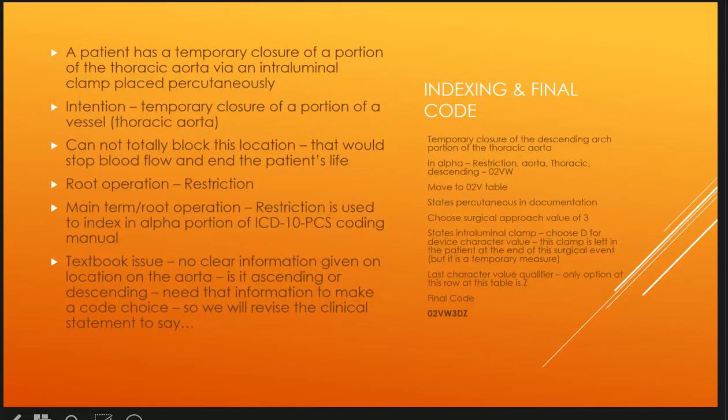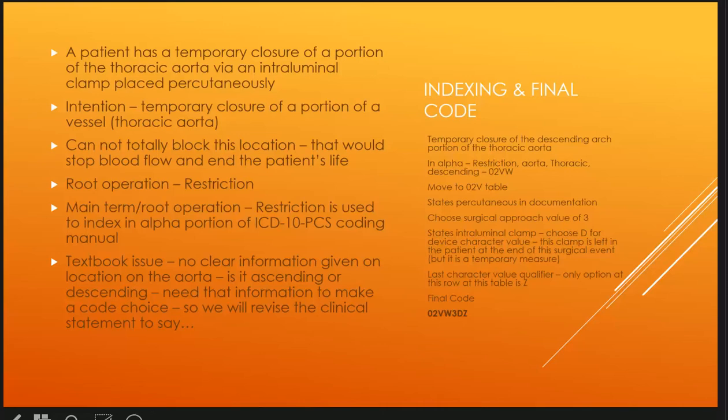The next one is a patient has a temporary closure of a portion of the thoracic aorta via intraluminal clamp placed percutaneously. What is the intention? The intention is to temporarily close off a portion of this patient's vessel, and the vessel happens to be the thoracic aorta. We don't want to block it off totally, because again, that would not be a good thing for this patient's continued livelihood. The root operation that matches a temporary and partial closure is restriction.